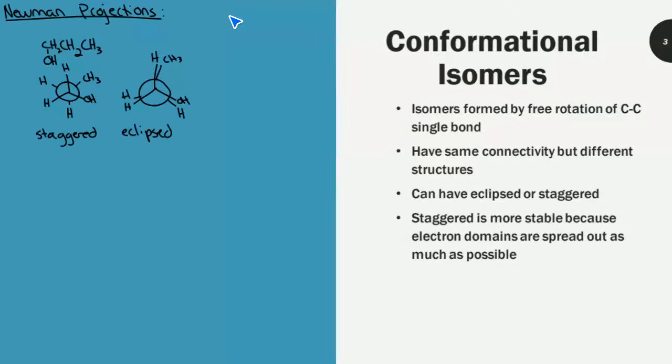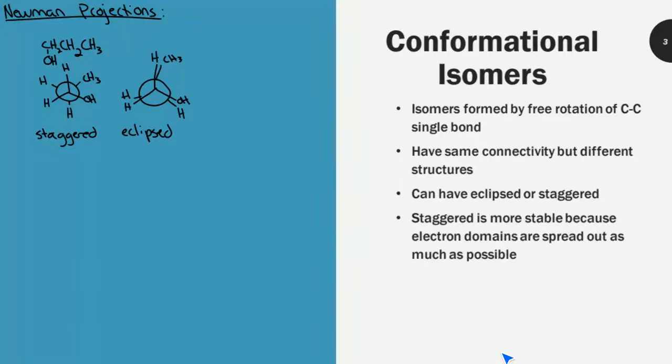And then eclipsed is when they're all lining up when you look at it from head on. And then these electron clouds, these groups, are going to be closer together than we would like. So they're going to be pushing on each other, which is going to cause strain, and it's going to be higher in energy, so less stable. Makes sense?